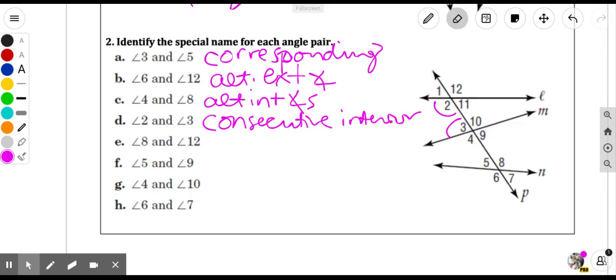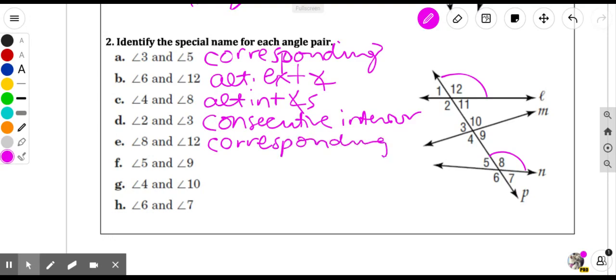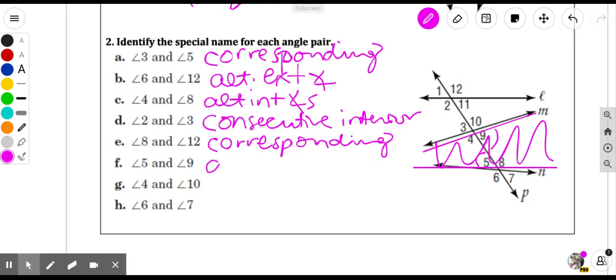Next one is 8 and 12. So we have 8 and 12. Same side of the transversal, one inside, one outside. That's corresponding. Okay, 5 and 9. Different sides of the transversal, but both on the inside because they're in between these two. So different sides of the transversal, both interiors, alternate interior.